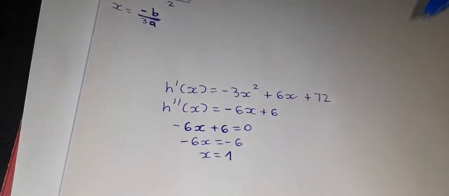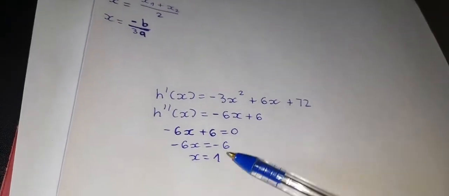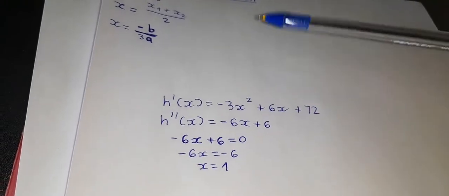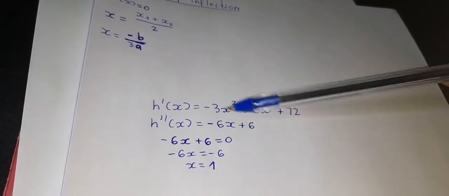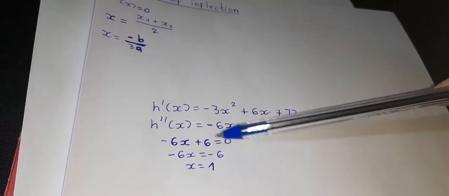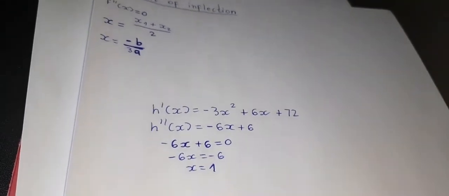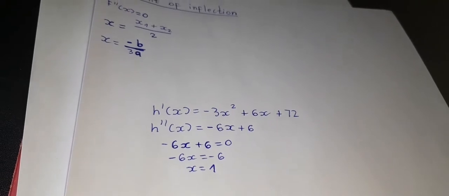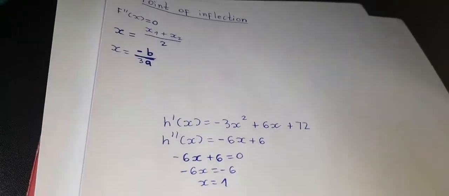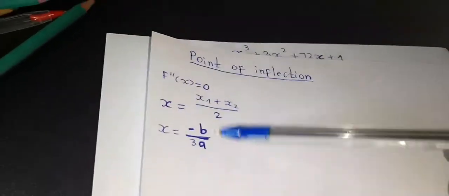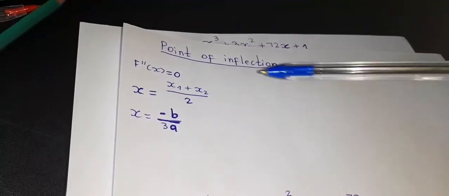And when I did this, I get x is equal to +1. I took the second derivative and I equated it to 0. I solved for x here, and I got that the x coordinate of the point of inflection is at x equals 1. And now let's use the second formula to see if we get the same answer.